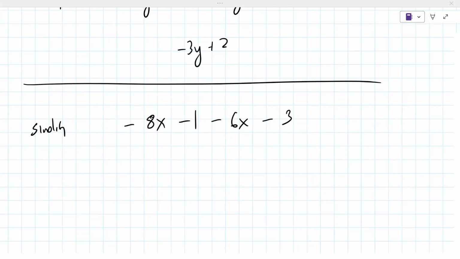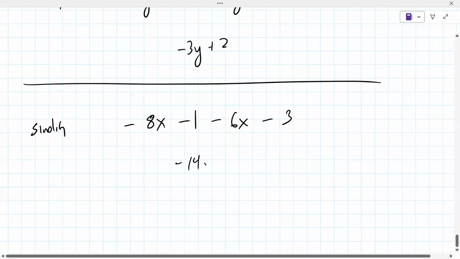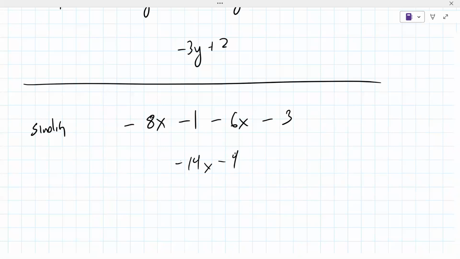Negative 14x minus 4. Negative 4. You've got to be careful. If you said minus minus four, that can be interpreted differently, but this is correct, which I think is what you meant. So tap on that. I mean, there are more complicated examples than this.